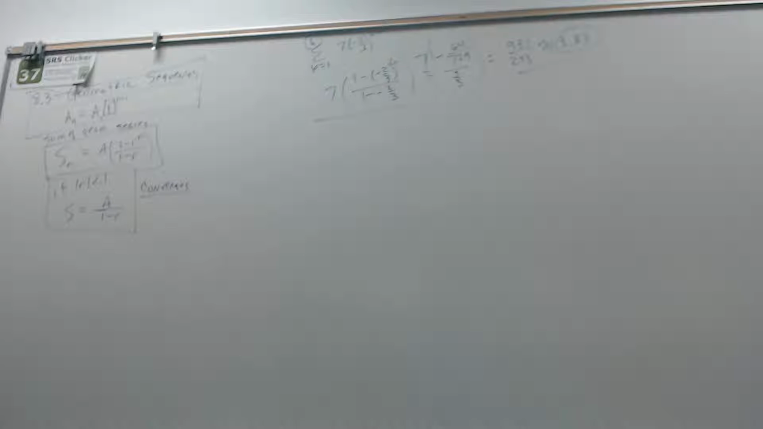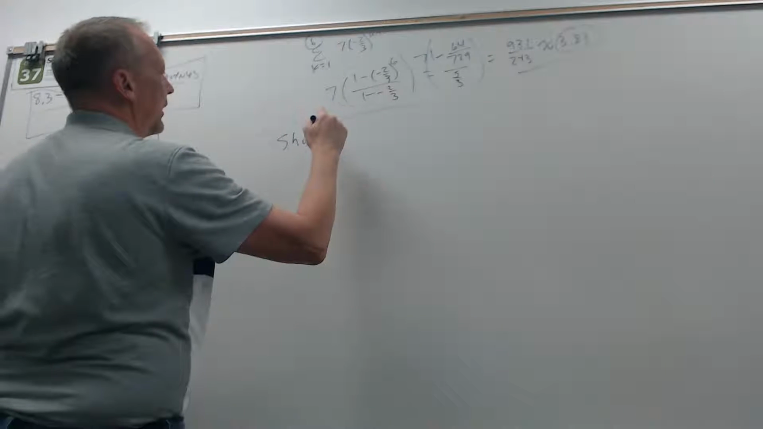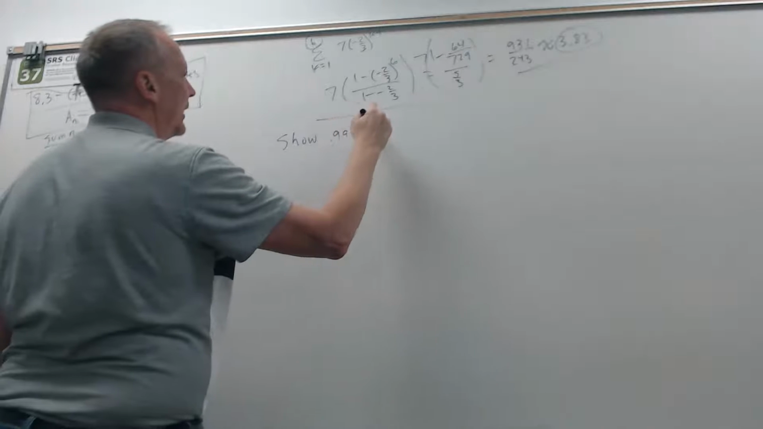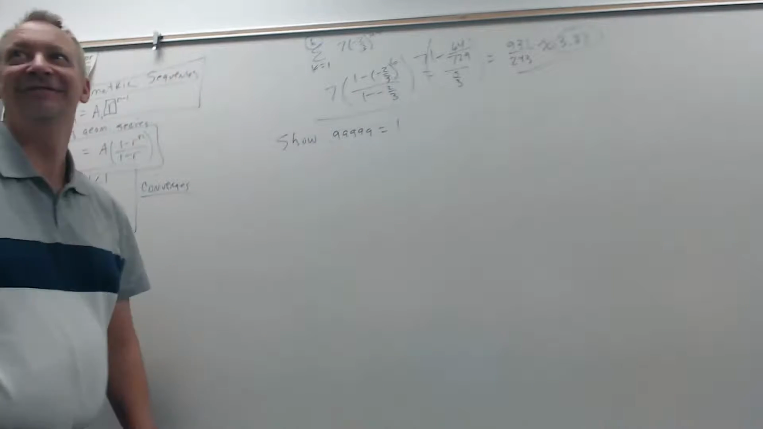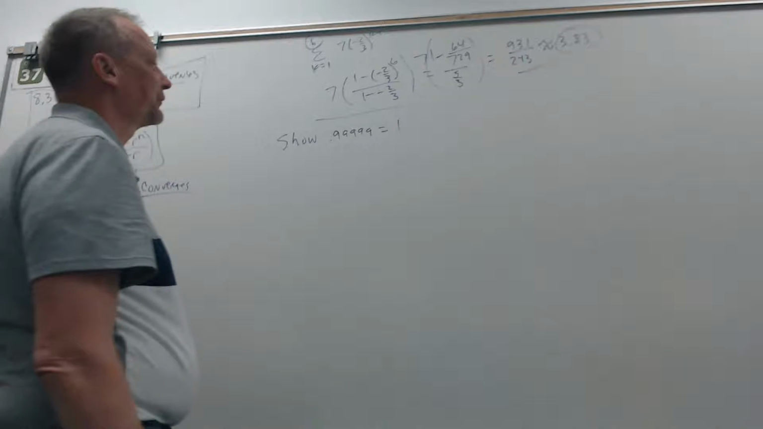Now, here's one of my favorite things to do. Oh, I'm surprised it's not a problem in this book. I'm really surprised. I'm going to do this one. Show that 0.99999 repeating equals 1. Okay? Now, here's how we can do that.